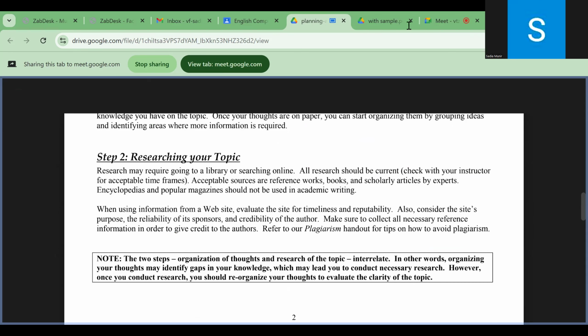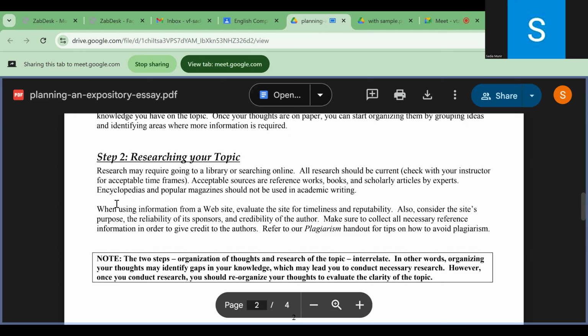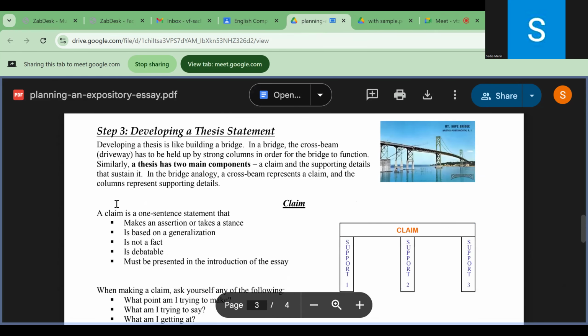Sometimes we have knowledge about the topic that we are trying to write upon, and sometimes we don't. So definitely we will organize our thoughts by researching the topic, and we'll make sure that we only take information that is relevant to our essay. Then we will develop the thesis statement.